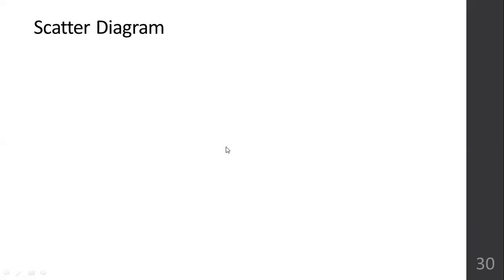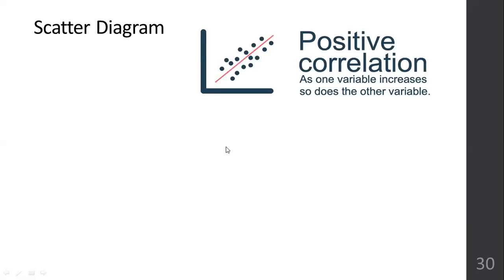Okay, for example, correlation means if I change something on the x-axis, how will the y-axis act? Okay, if I change something on the y-axis, how will the x-axis act? To find this, a scatter diagram is used.